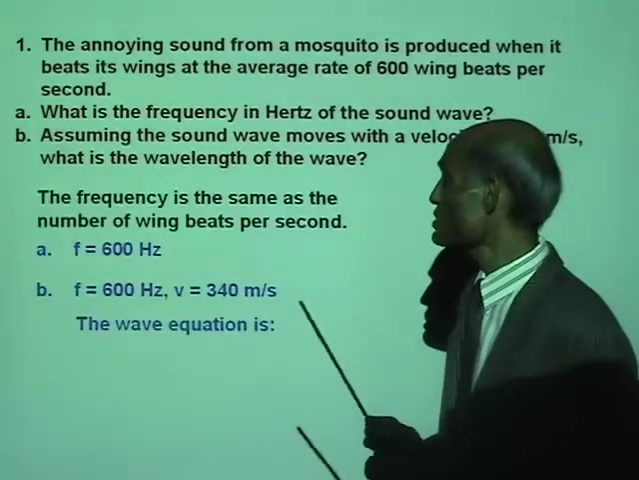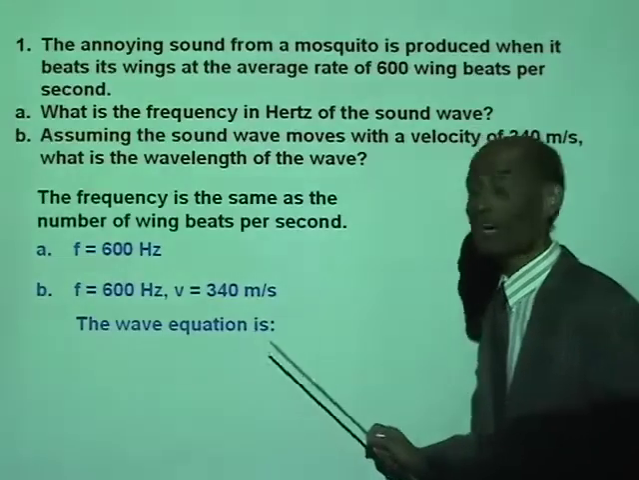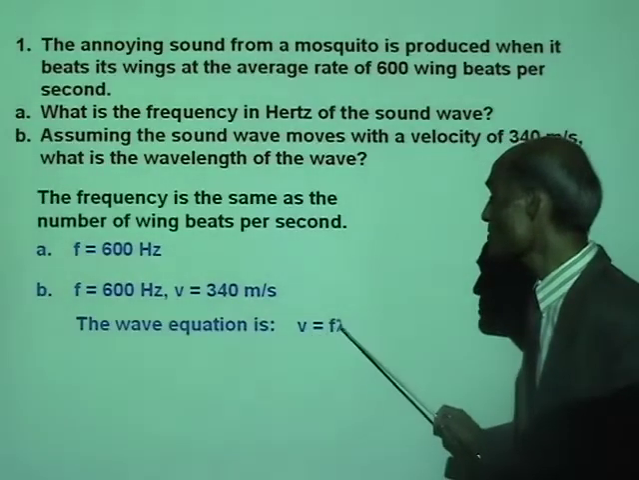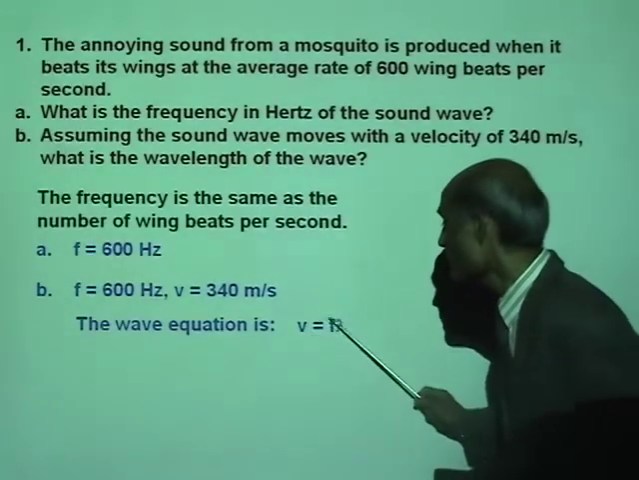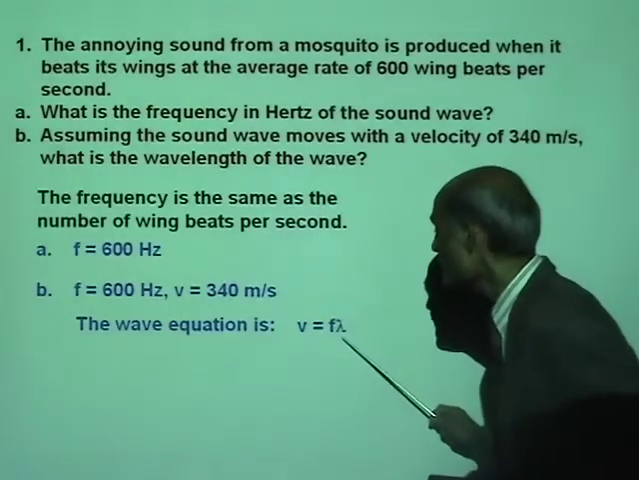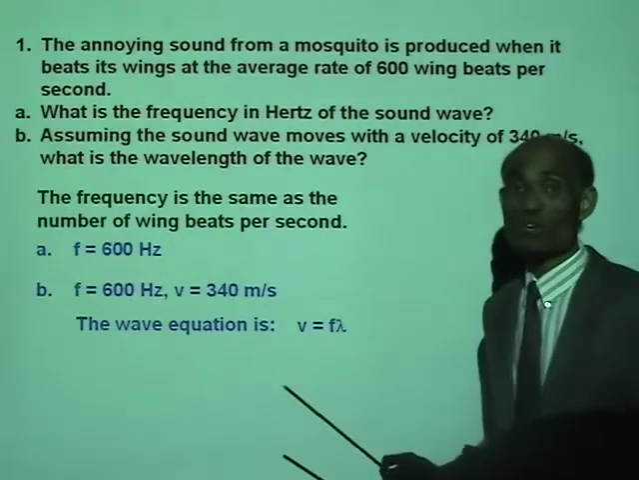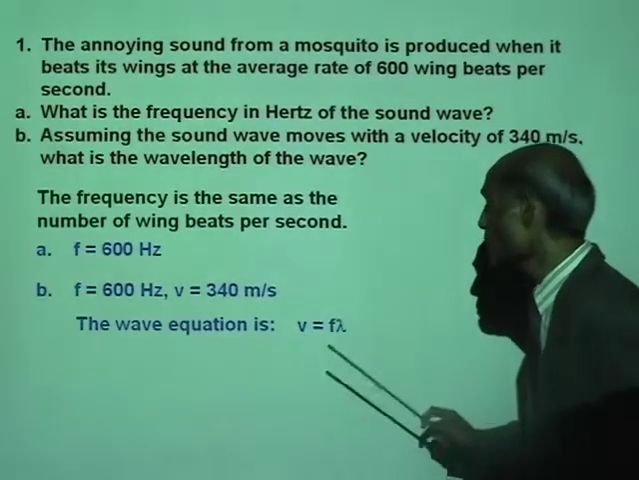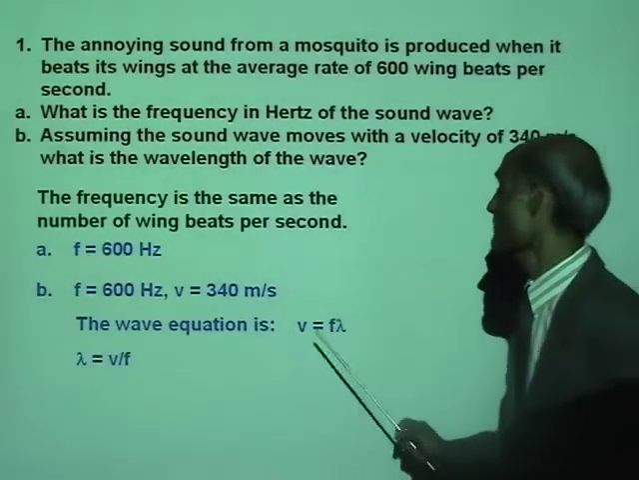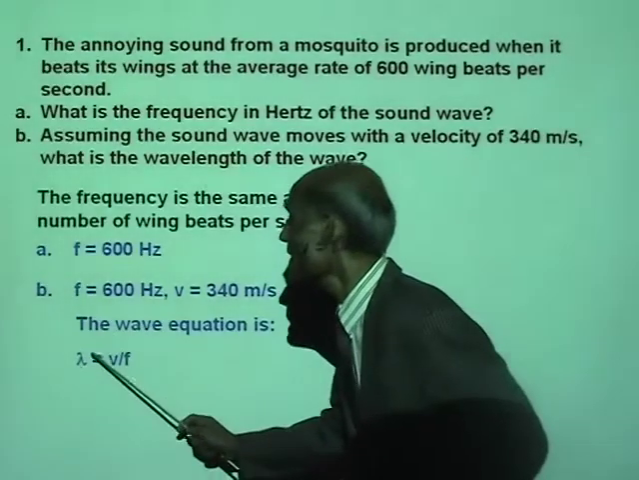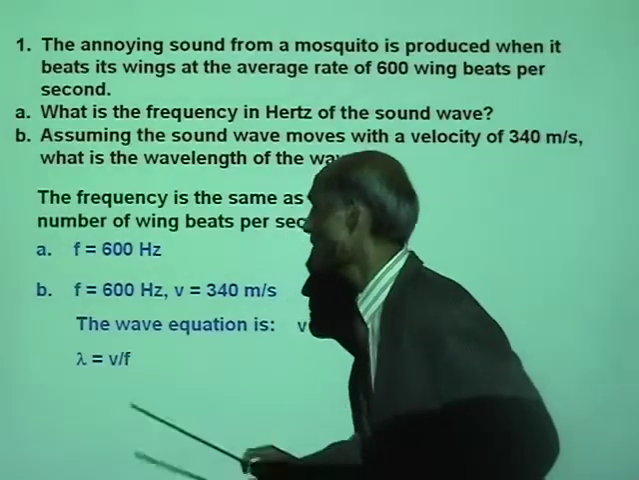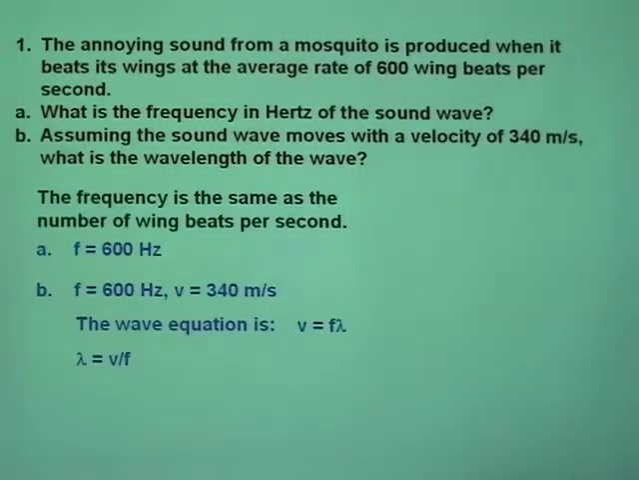What is the wave equation? The wave equation is V equal to F lambda. We know V, we know F, we need to find lambda. So what do we do? Divide both sides by F. If you divide both sides by F, we get lambda equal to V divided by F. Is that right? Let me show that to you quickly.